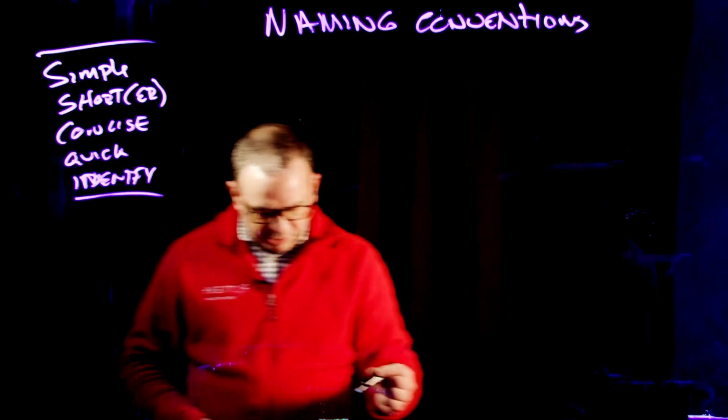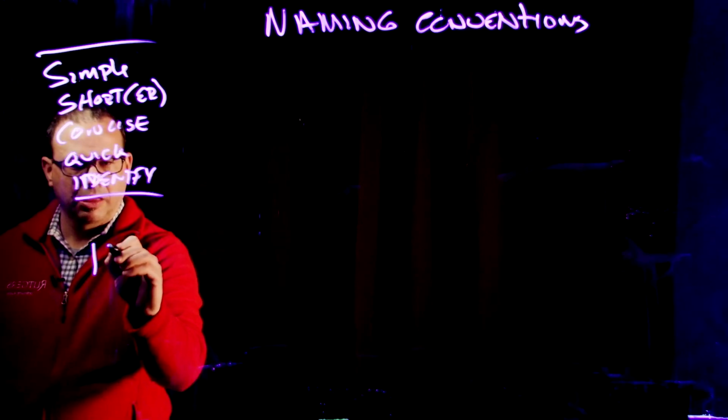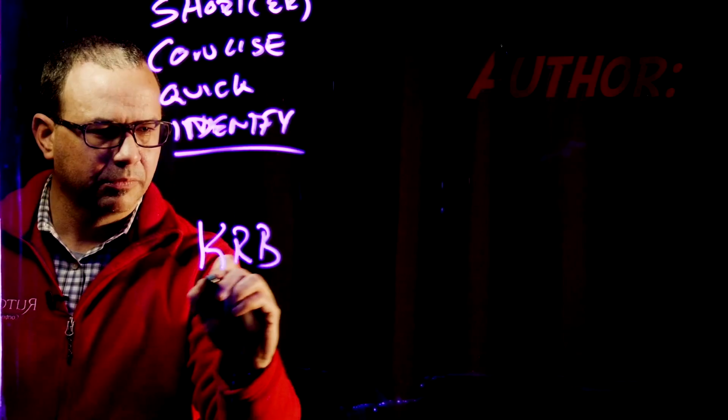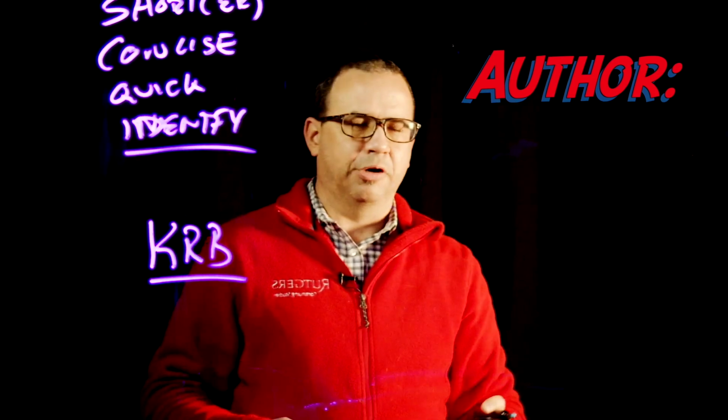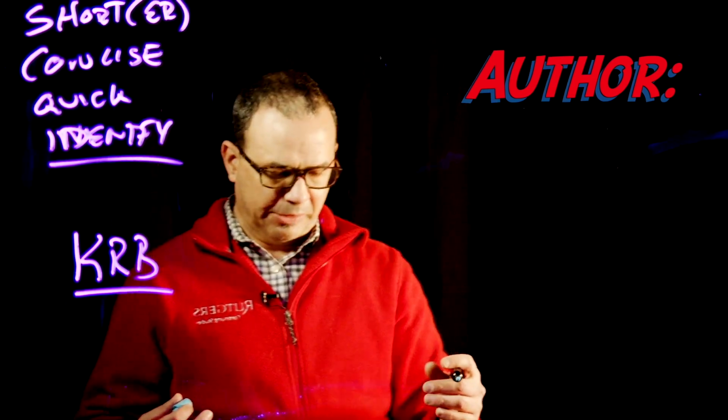So the first thing we're going to do is we're going to lead with our initials. So my initials are KRB. That means I am the author of this document. This means I'm taking ownership of it. Everyone knows that I've done that.